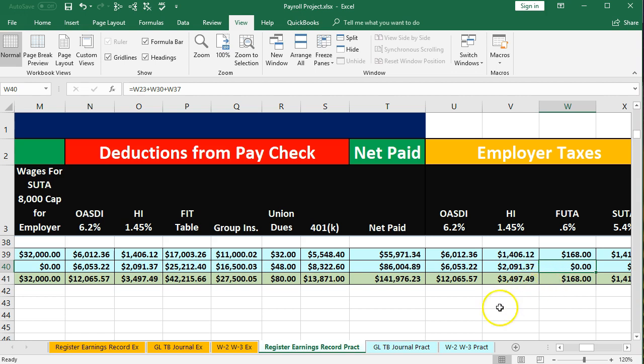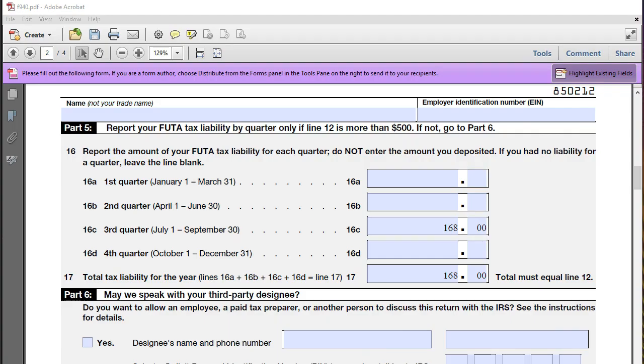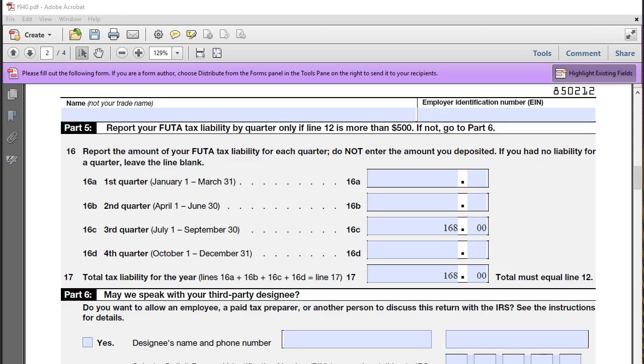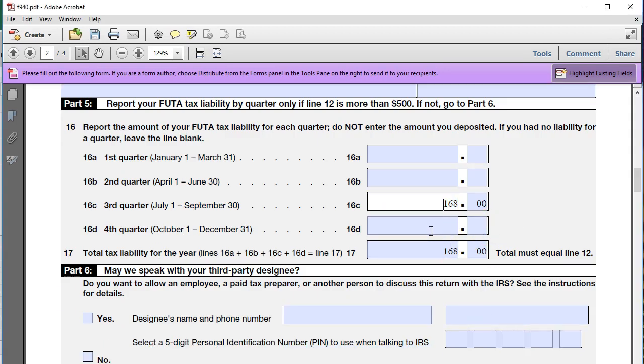So if we go back to our 940 over here, that's not it. That's not it. Here, we're going to say it all happened in the third quarter. It all took place in the third quarter, and then the total will be the third quarter.